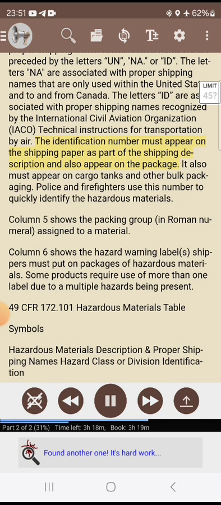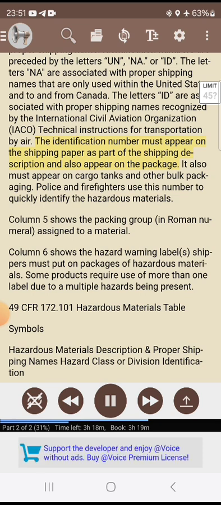The identification number must appear on the shipping paper as part of the shipping description and also appear on the package. It also must appear on cargo tanks and other bulk packaging. Police and firefighters use this number to quickly identify the hazardous materials. Column 5 shows the packing group, in Roman numerals, assigned to a material. Column 6 shows the hazard warning labels shippers must put on packages of hazardous materials. Some products require use of more than one label due to multiple hazards being present.